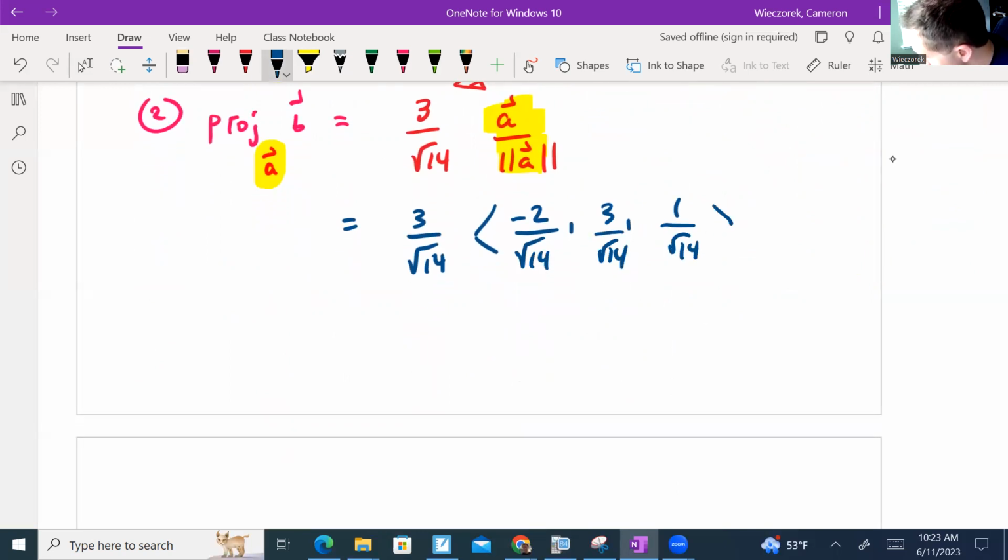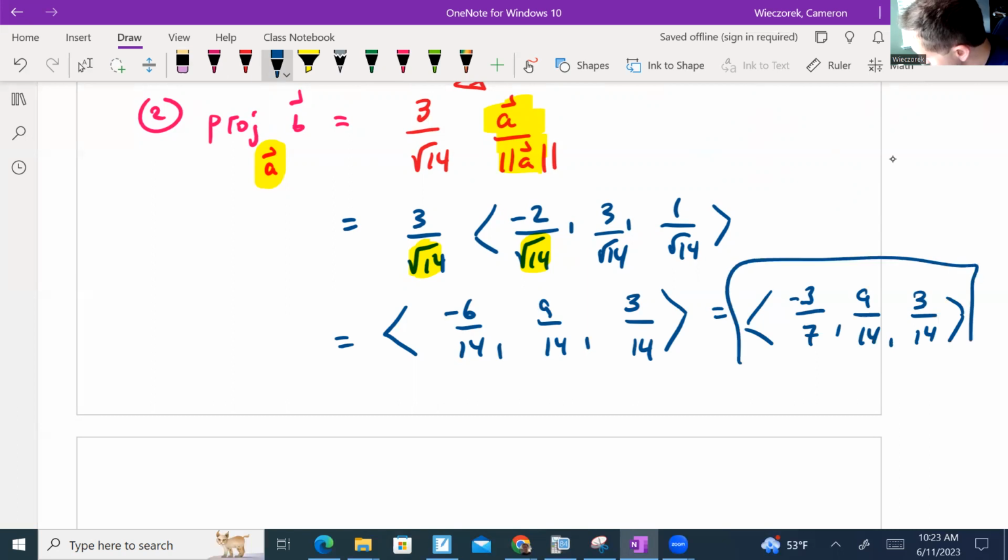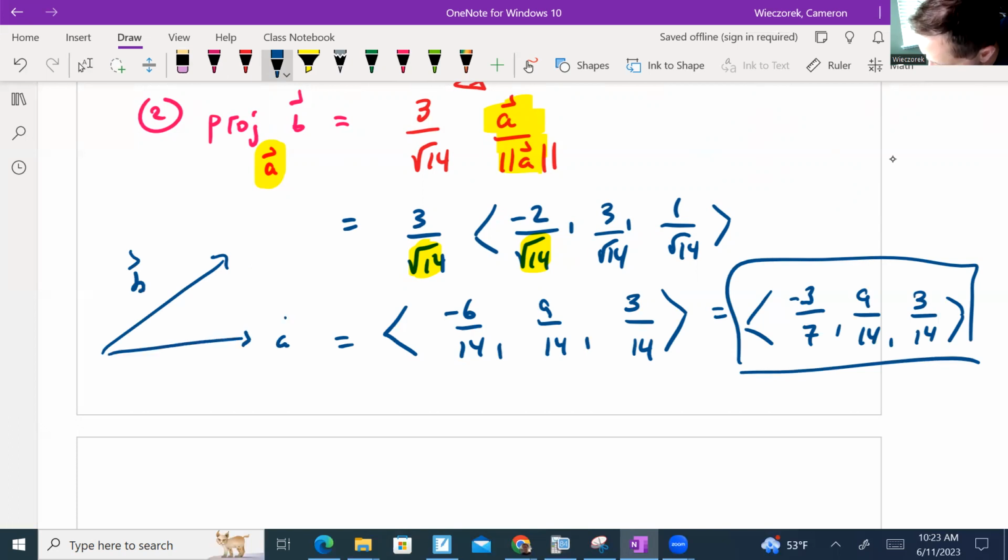So it's important that we make this a unit vector. Now you could either leave it like that. I am going to clean this one up since I like when the rad 14s can make the radical disappear. So I get -6 over 14, 9 over 14, 3 over 14. That works. I'm going to reduce the first fraction to -3/7. Just makes me feel better. 9 over 14, 3 over 14. That's my vector projection. So if you were sketching the diagram, here's B, here's A, here's my angle. This would be my vector projection of B onto A, given by these components.